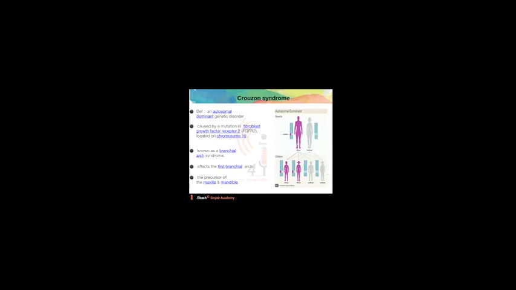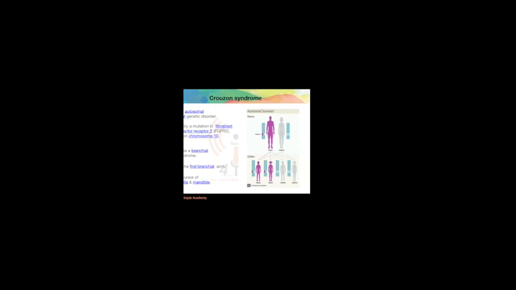After asking for genetic consultation for this baby and searching for a hereditary disease, the patient was diagnosed as Crouzon syndrome. Crouzon syndrome is an autosomal dominant genetic disorder caused by mutation in the fibroblast growth factor receptor 2. It's located on chromosome 10, and it's known as a branchial arch syndrome. It affects the first branchial arch, which is a precursor of maxilla and mandible. It's characterized by premature fusion of certain skull bones, called craniosynostosis. Early fusion of these bones prevents the skull from growing normally, and that may affect the shape of the head and face.